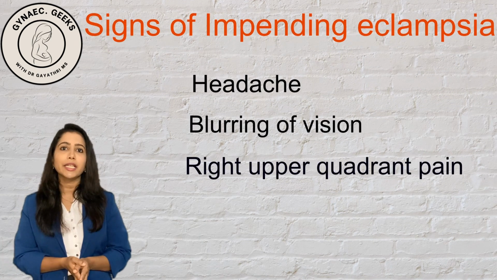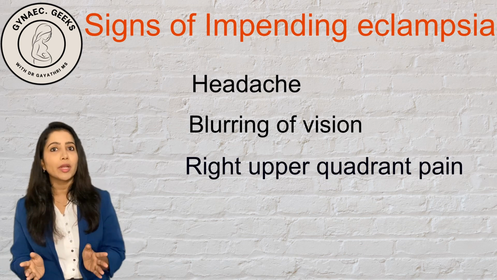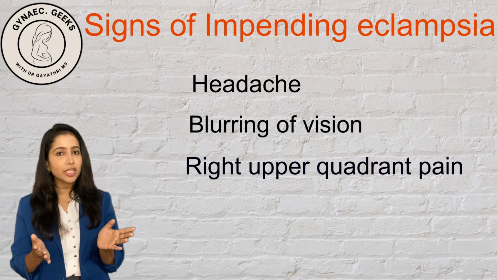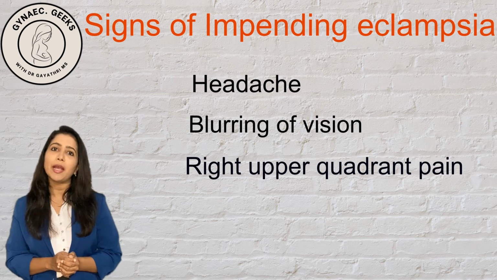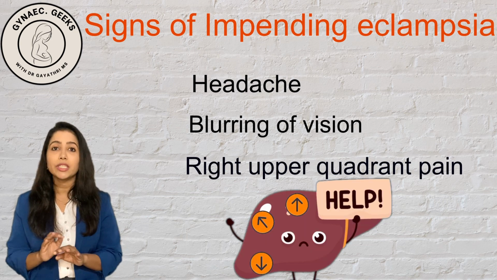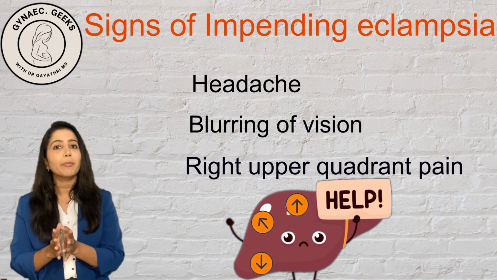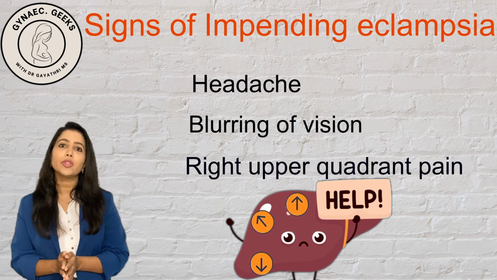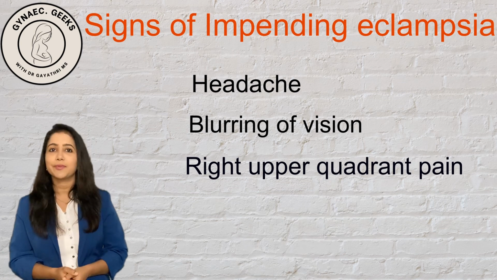What are these signs? This includes headache, blurring of vision, as well as right upper quadrant pain. Headache, blurring of vision, and right upper quadrant pain. Why does this right upper quadrant pain happen? This is mainly due to the stretching of the Glisson's capsule of the liver, which happens due to subcapsular hematoma. This could also be due to the necrosis as well as ischemia of the liver cells.